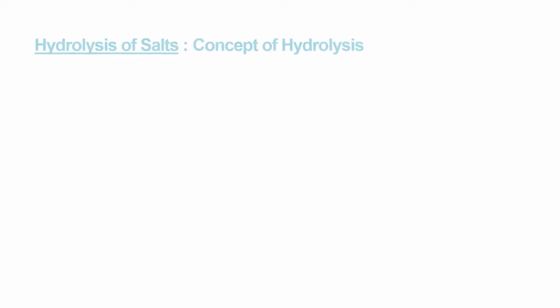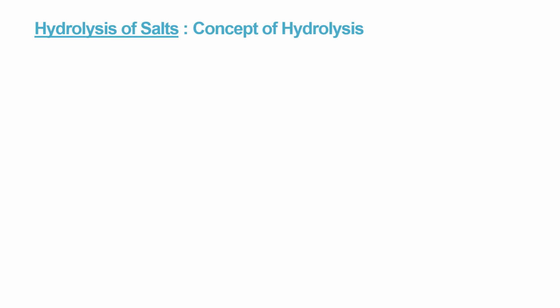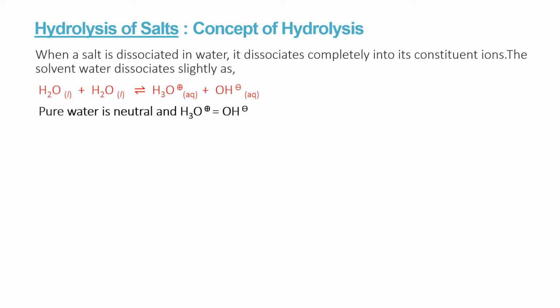Now our next slide is on the basis of, that is nothing but your hydrolysis of salt. But first we saw the types of salt. Now next we see what is the concept of hydrolysis. Okay. Now see, when any salt dissolves in water, what happens? It dissociates completely into its constituent ions, and the solvent molecule dissociates slightly as well.